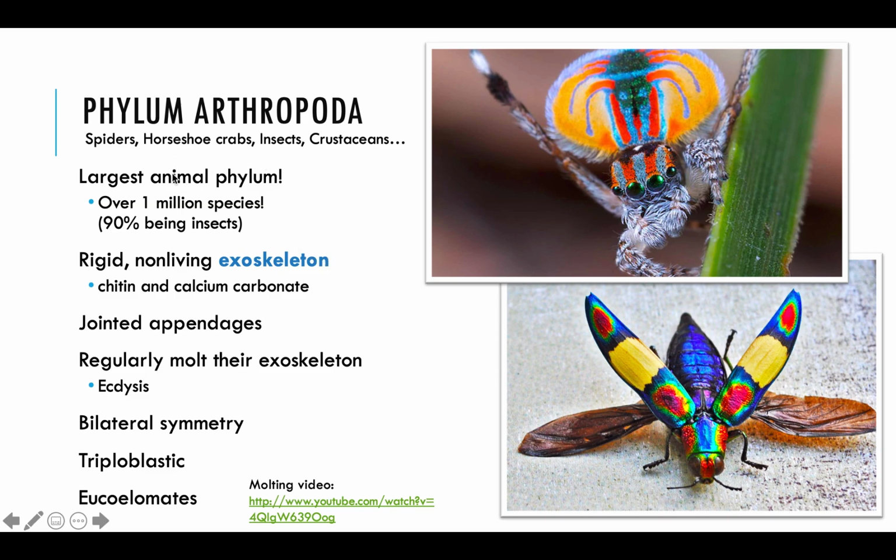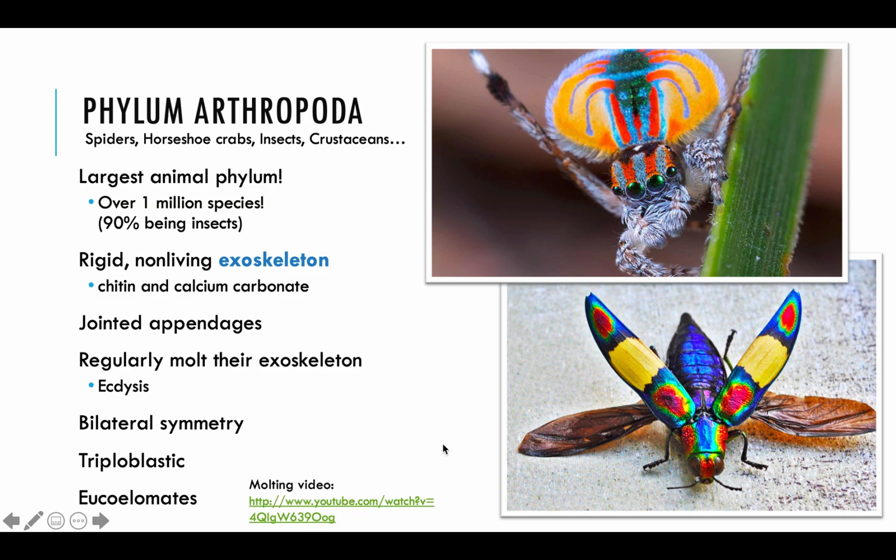So the next phylum we're going to talk about is Arthropoda, and this has a lot of different classes in it. Phylum Arthropoda is the largest animal phylum. There are over 1 million species. 90% of them are insects. These organisms are rigid, and they have a non-living exoskeleton, again made of chitin and calcium carbonate. They're named Arthropoda because they have jointed appendages. So arthro meaning jointed, poda meaning feet, so they have jointed feet. Regularly, they molt their exoskeleton, so they too exhibit ecdysis. They again have bilateral symmetry, all three tissue types, so endo, ecto, and mesoderm, meaning they're triploblastic, and they are eucoelomates, so they do have a true coelom, true body cavity to keep their organs in.